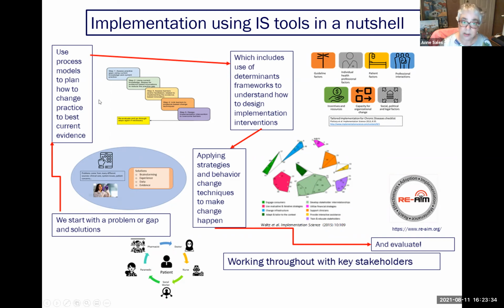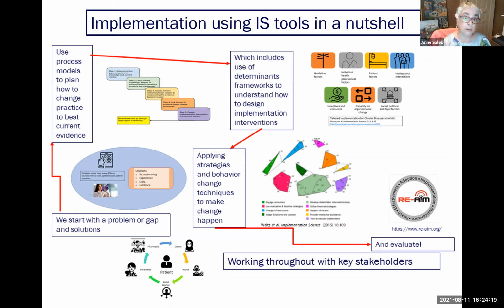We use process models. This is one small example of one. We have many different process models within implementation research and implementation to plan how to enact the behavior change that we're talking about. One of the key pieces of the process models that come from implementation research uses what are called determinant frameworks to understand how to design implementation interventions, the ways we're going to use to overcome barriers and facilitators, also known as determinants of implementation, the kinds of things that make it difficult to change behavior.